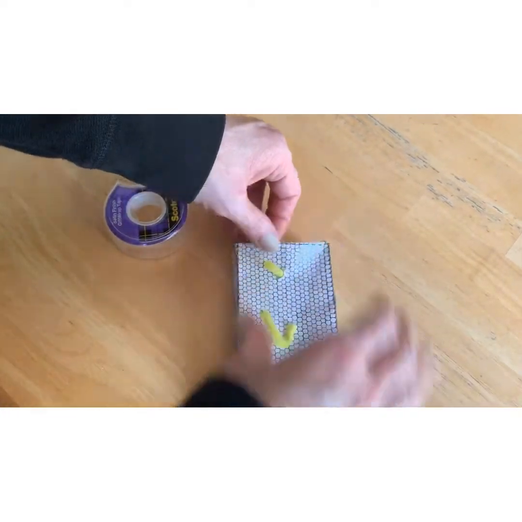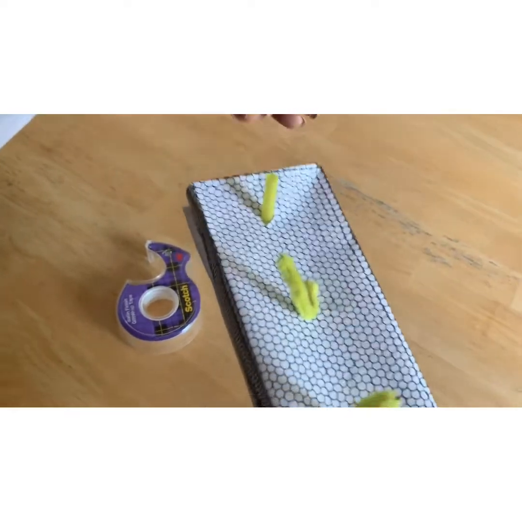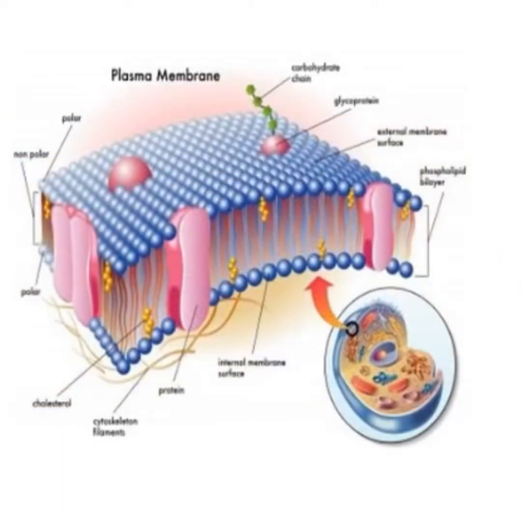We are going to insert the straw through the phospholipid bilayer, and then we can easily transport the glucose molecules through the bilayer. We are now going to explore transport of molecules across the membrane in more detail.